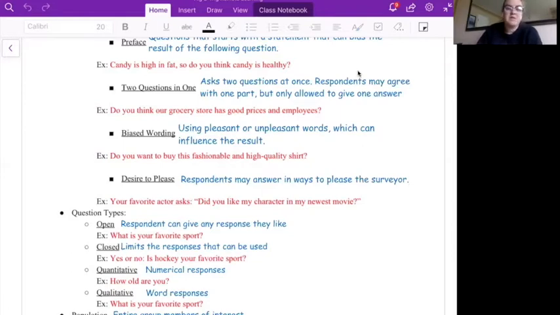And then there's also the desire to please. The respondent may answer in ways to please the surveyor. So for example, if your favorite actor asks, do you like my character in the newest movie? You're going to be swayed in your answer even if you don't like their new movie. Or for example, if I, your favorite teacher, ask, should teachers get a raise? You might have a different answer if I were the one asking you versus a fellow student or somebody else in the community.